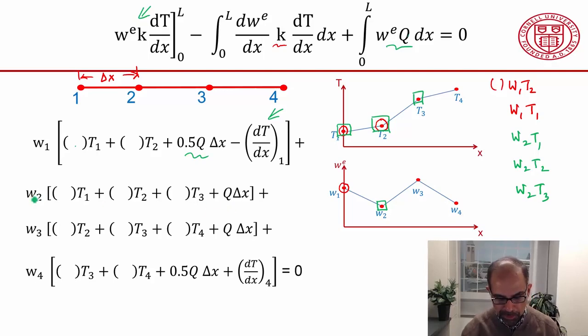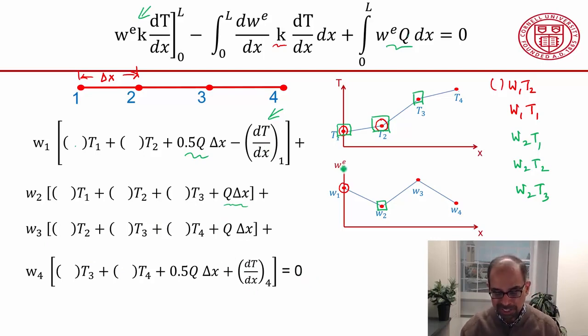And similarly for W2. At W2 you will get terms where it's multiplying T1, T2, T3 as we talked about. And then you will get a term from the heat generation term, which is called a source term. But you won't get anything from this one. This gradient term at the boundaries will affect only the nodes at the boundaries. Since 2 is not at the boundaries, you don't get that term here. And similarly for W3 and W4, that's equal to 0.